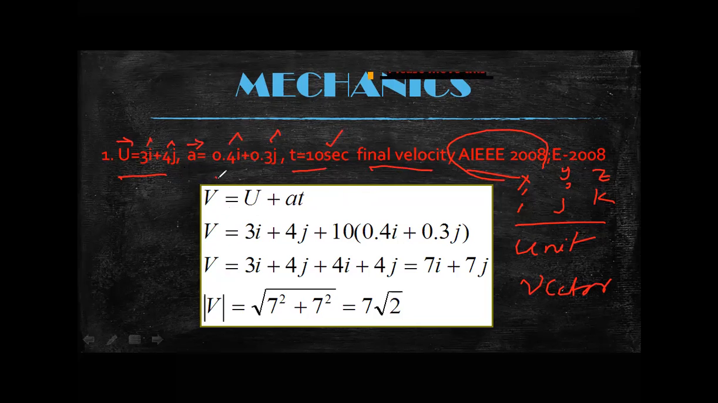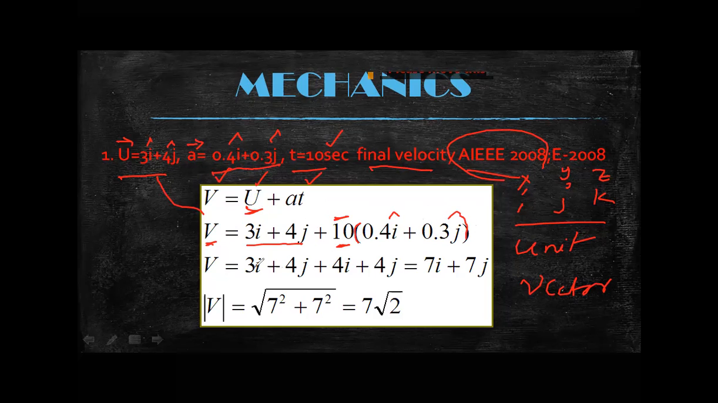We already know that final velocity is equal to initial velocity plus at, right? So you have to substitute as it is. 3i plus 4j plus a t, 10 seconds. a is in vector format, so you have to keep it in brackets, into 10. Time is a scalar, so you just have to multiply. Next, you have to multiply 10 with both these quantities.